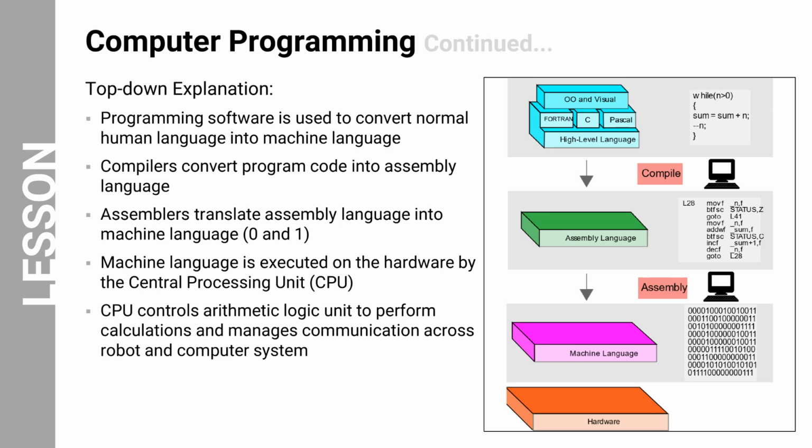The CPU is the central piece of hardware responsible for managing tasks, such as accessing and storing data in memory, controlling the arithmetic logic unit, abbreviated as ALU, to perform calculations, and managing the flow of communication across the robot and computer system. This entire process enables the robot to carry out the intended actions as programmed.